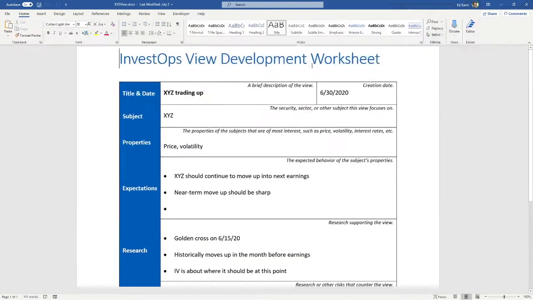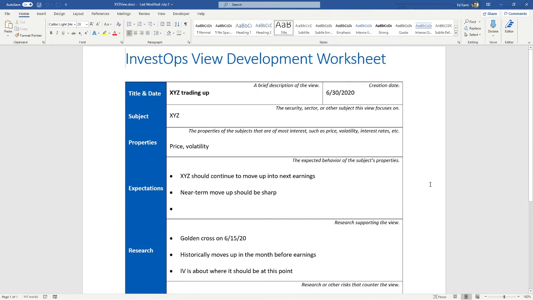And here's an example of a view development worksheet that's put together for one of our hands-on exercises, if you check out our training that we'll link to later on. So we talk about XYZ trading up. The date was at the end of June of 2020. The subject being the XYZ stock. We're looking at price and volatility as being a couple of the key things to watch for.